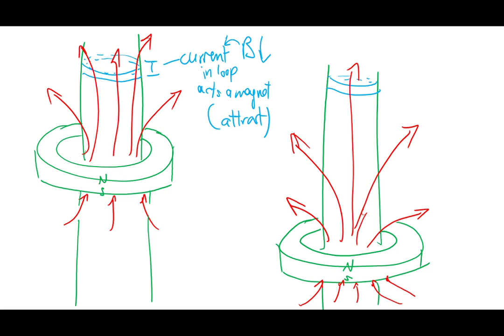I've already drawn the before and after picture, and for that one single loop of wire on the very top, what we see is that the magnetic flux has gone from 3 lines upwards to 1 line upwards.